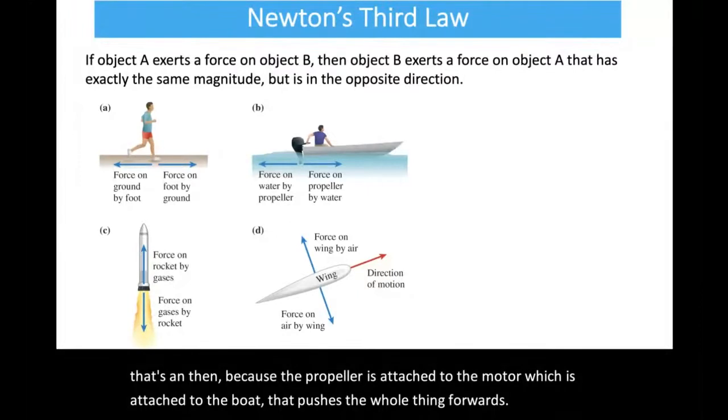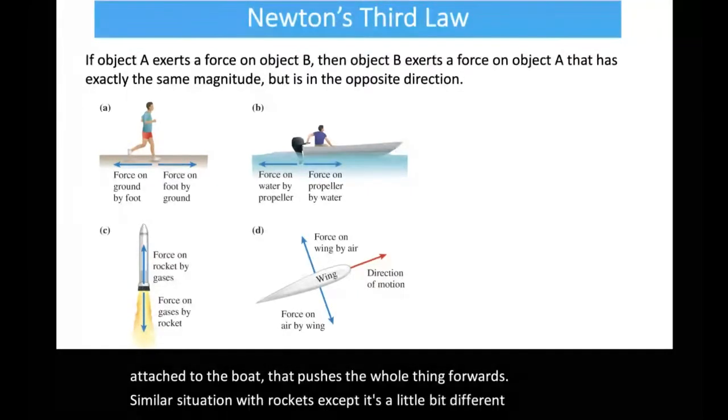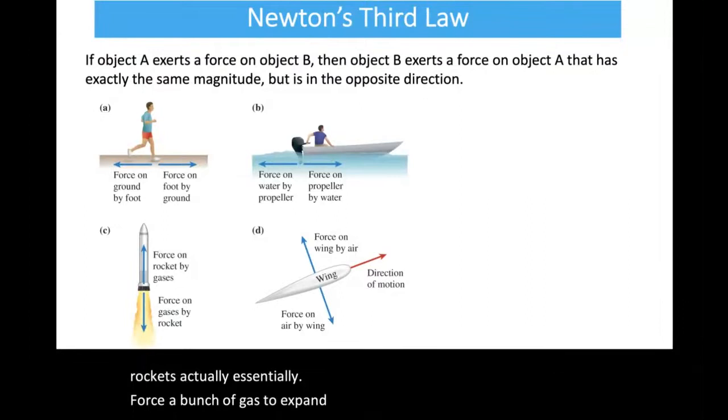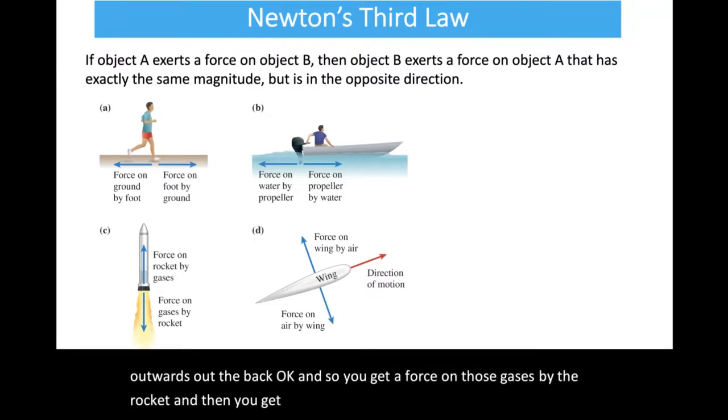Similar situation with rockets, except it's a little bit different because rockets essentially force a bunch of gas to expand very quickly and force it outwards out the back. And so you get a force on those gases by the rocket, and then you get the equal and opposite force on the rocket by the gases.